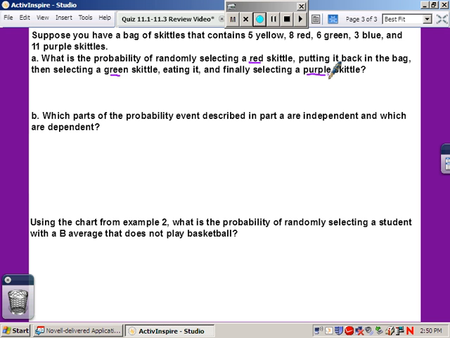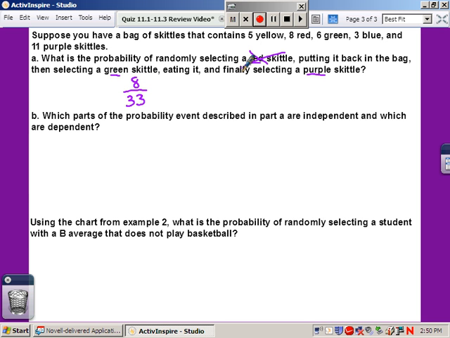Let's start with the probability of picking a red. Well, first thing I do is total up all the Skittles. So I got 13, 19, 22, and 11. That's 33 total. And to get red, it would be 8. So 8 out of 33 is the probability for the red Skittle. Okay, that's taken care of.